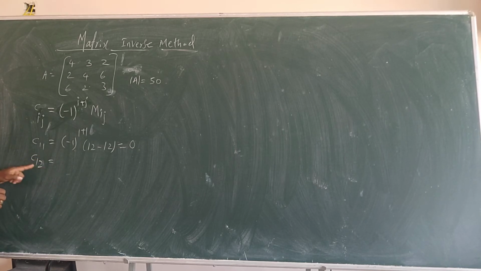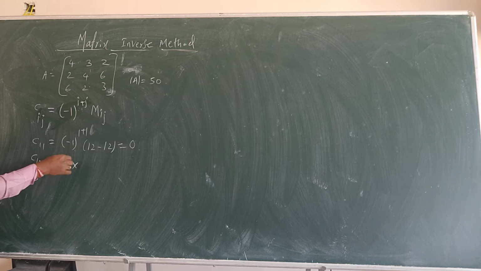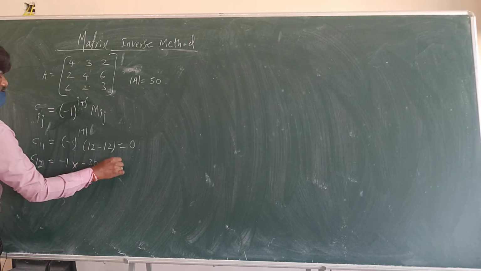C12 means 1 2, when you have an odd number, so minus 1. I'll write directly. I will not write the formula now, because odd number power is minus 1. Next, this row is closed, this column is closed. 2 3s are 6 minus 30, minus 30. Minus of minus 30 is equal to plus 30.